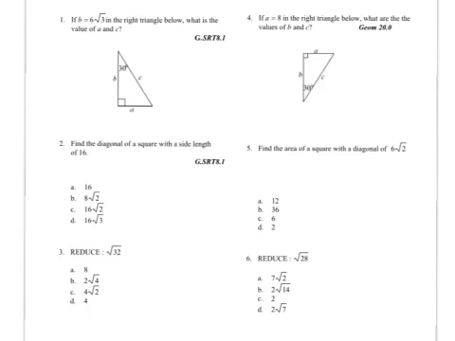In number 1, for the second review, it says that if side B is 6 square root of 3, so I'm going to put that right here, in the right triangle below, what is the value of A and C? And the first thing to note is that if the top angle is 30, the bottom is 90, the other angle has to be 60 degrees right here.